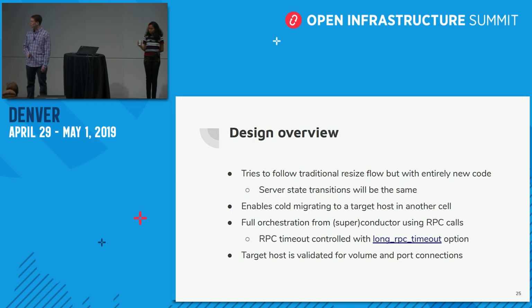So getting a bit into the overview for cross-cell resize, the main thing that we wanted to do is keep it as transparent to the user as possible that they're getting resized across the cell, but they don't know that that's actually happening. So they don't know if they're getting resized within a cell or across the cell. The biggest thing here is that the end user flow from the REST API is the same. The state transition is the same.